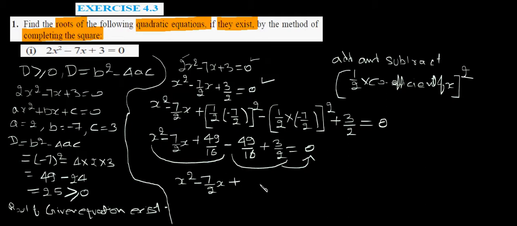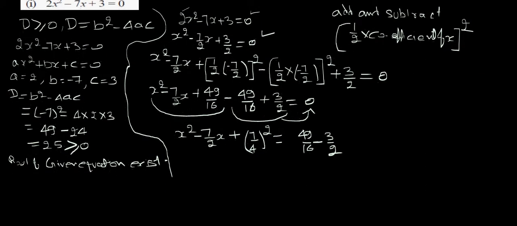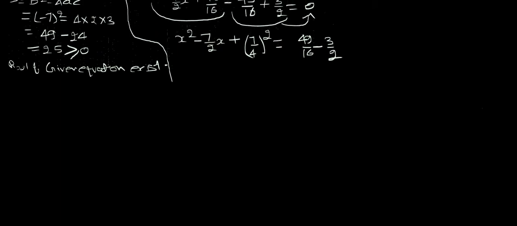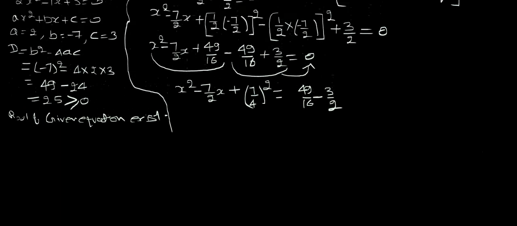I can write it as 7 by 4 whole square. This is equal to, 3 by 2 will go there, 49 by 16 will also go there, so this will become plus 49 by 16, and this will become minus 3 by 2. I will further simplify this.